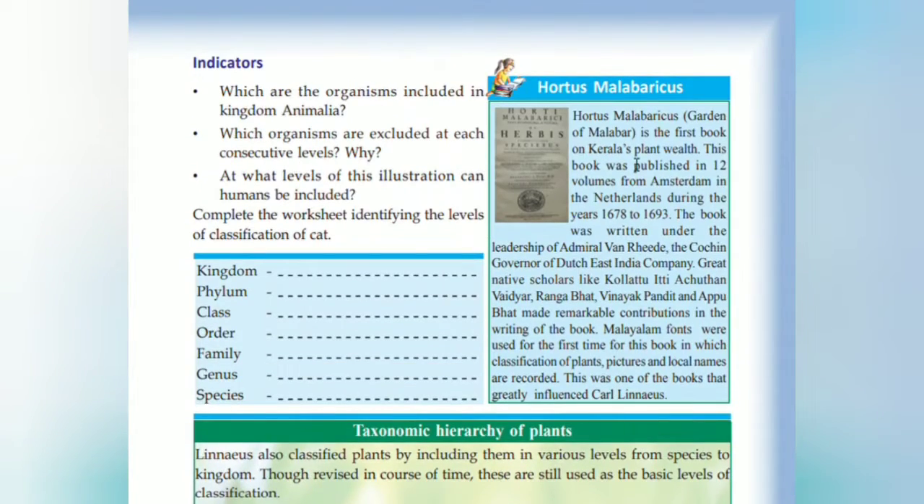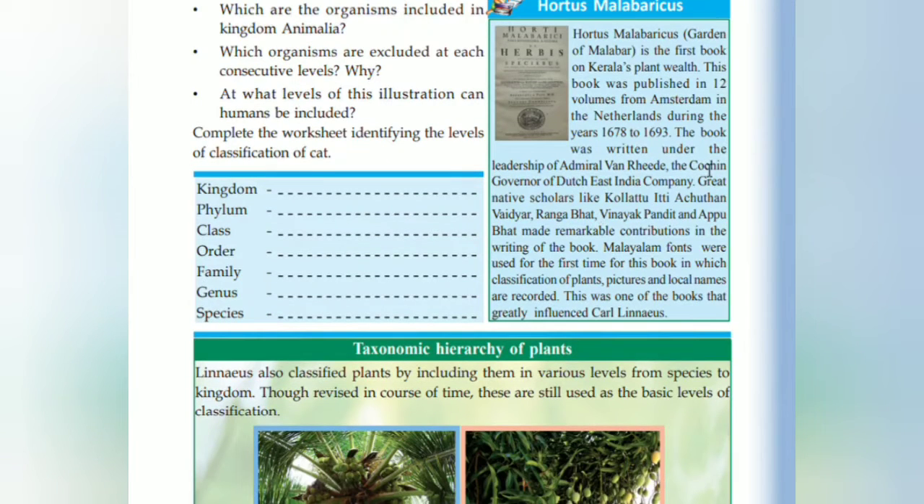What is written here? It is the Hortus Malabaricus. That is the first book which includes Kerala's plant wealth. This was published in 12 volumes from Amsterdam in the Netherlands. During the years 1678 to 1693, the book was written under the leadership of Admiral Van Rheede, the Cochin governor of the Dutch East India Company.